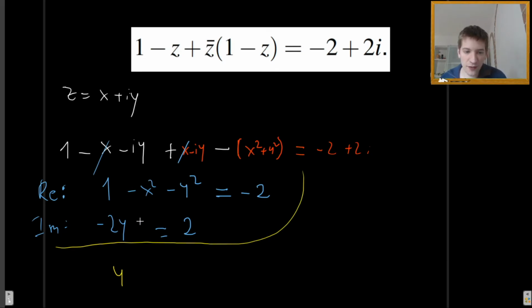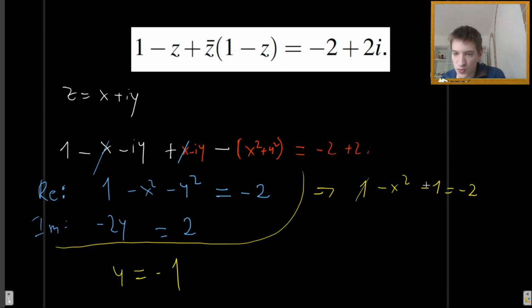Okay, so in order for this to hold, y has to once again be minus 1. Great. Now with that knowledge, we can put it into the real equation. So the real equation will then be 1 minus x squared minus 1 is equal to minus 2. Okay, so here we can simplify a little bit, and this one will cancel out this minus 1, and we can multiply all by minus, so we get that x squared is going to be 2, or that x is going to be plus or minus the square root of 2.